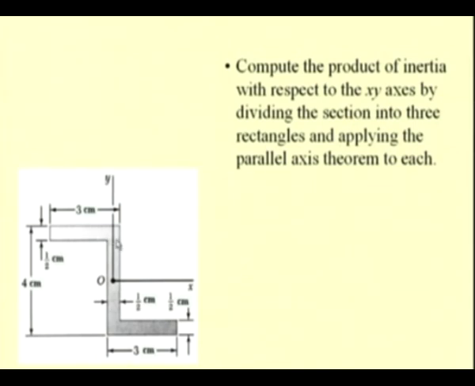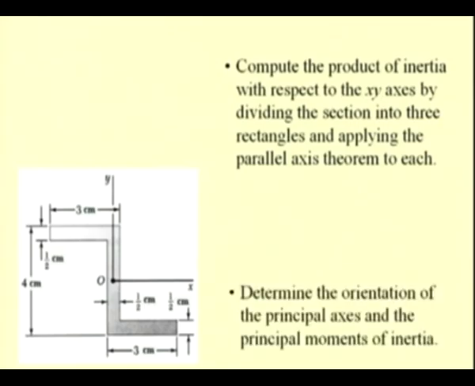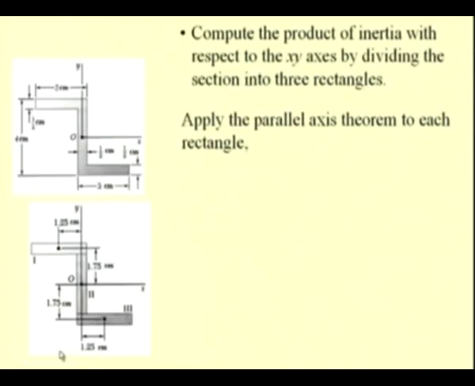That is, the rectangles corresponding to this area and this area and this area, and then we can apply the parallel axis theorem to find the product of inertia of these areas with respect to this axis, and later on we will determine the orientation of the principal axes and the principal moments. So, this will be our strategy. So, let us first compute the product of inertia.